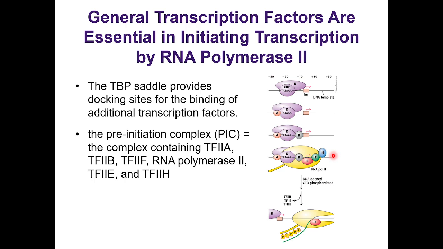So the general transcription factors are going to be essential in your initiation of your transcription by the RNA polymerase II. Your TBP saddle is going to provide the docking sites for the binding of additional transcription factors. Your pre-initiation complex, known as the PIC, this is going to be your complex that will contain these elements, which are TF2A, B, F, RNA polymerase II, TF2E, and H. I know, hell of a complex, right? All right, now this right, can you guys even see that figure?